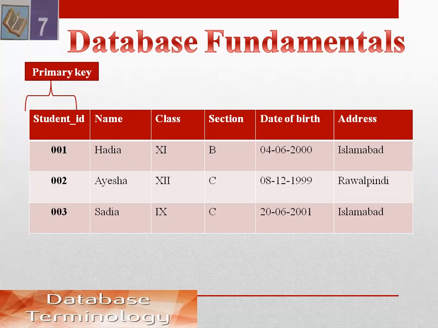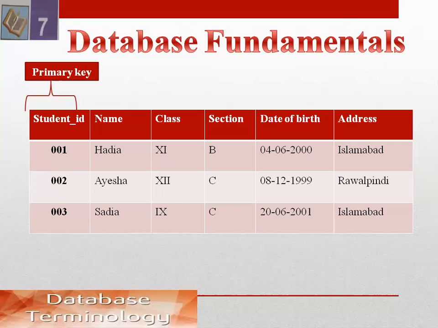You must remember that in a relation, in a table, we must have only one primary key, and each value in a primary key attribute must be unique. It cannot be repeated, and it cannot contain null values. Suppose a relation student contains the attributes student ID, name, class, section, date of birth, and address. The attribute student ID uniquely identifies each student in the table. It can be used as the primary key for this table.